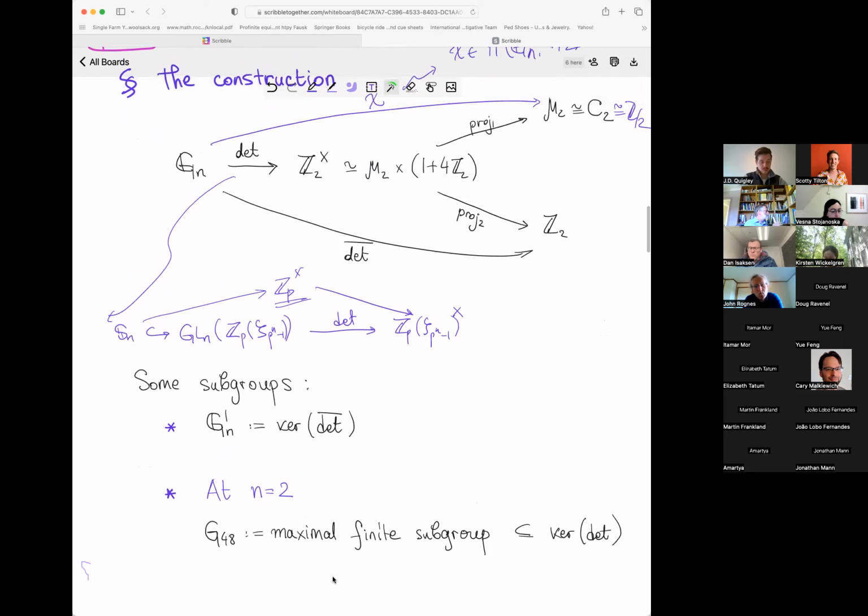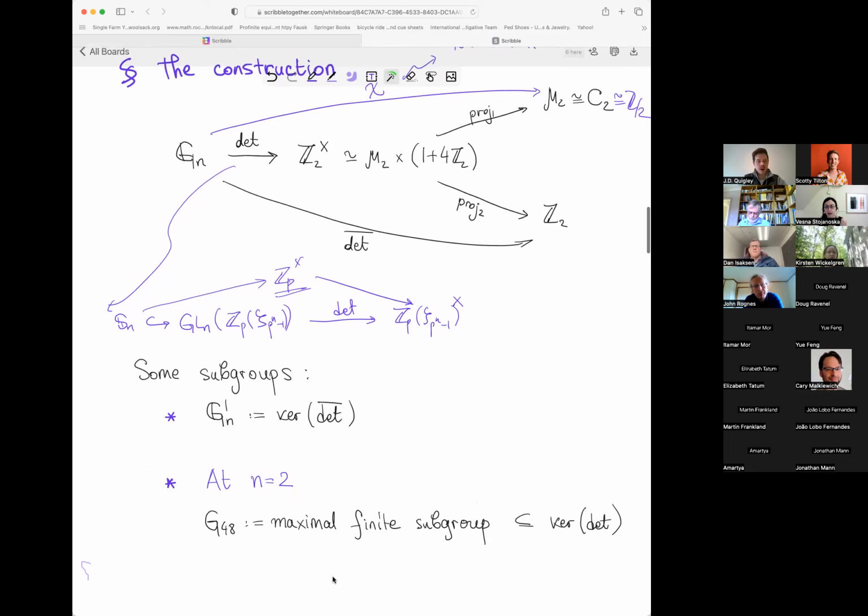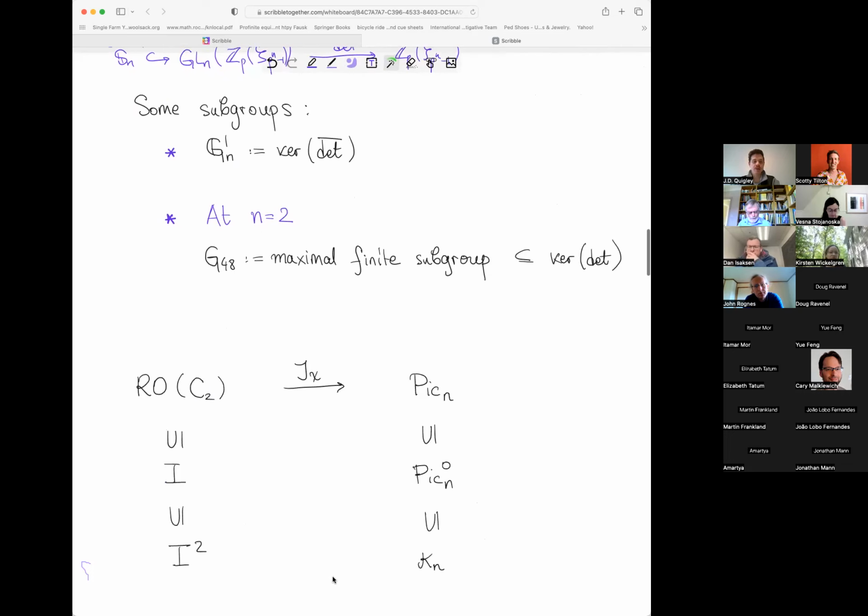So all right, now we need to use this thing to construct something. We're going to construct a representation sphere, and with it an invertible K(n)-local spectrum. How we're going to do that is the following. We're going to use this map chi to construct an invertible object.